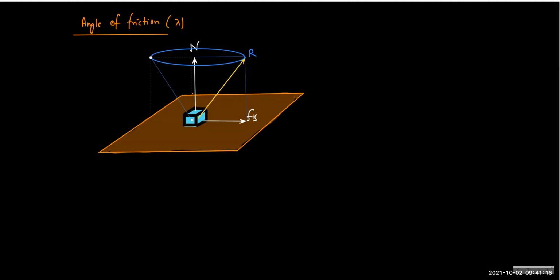So as you rotate the Fs at the bottom, if the Fs changes the orientation, the R will also change, but it will remain something like this. This angle we call the angle of friction, or lambda. This is also called the cone of friction.